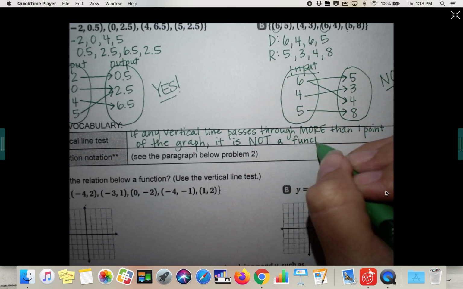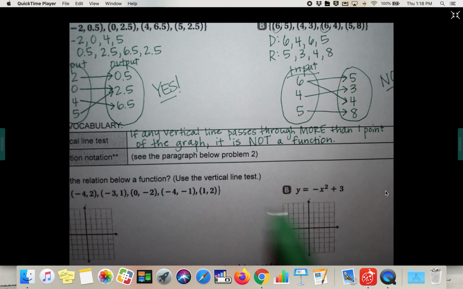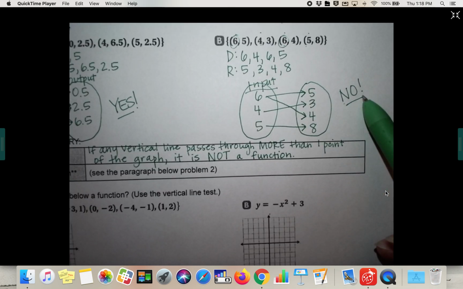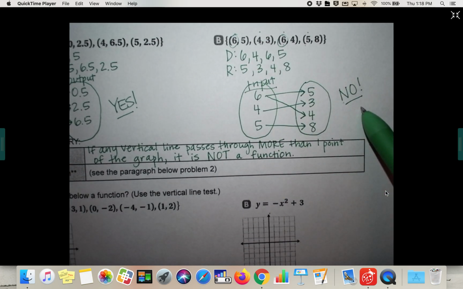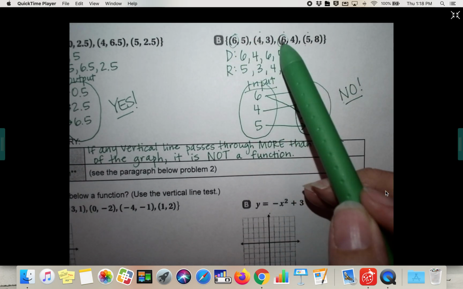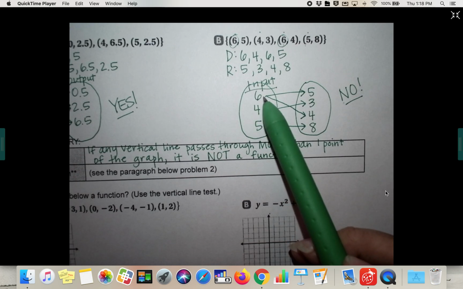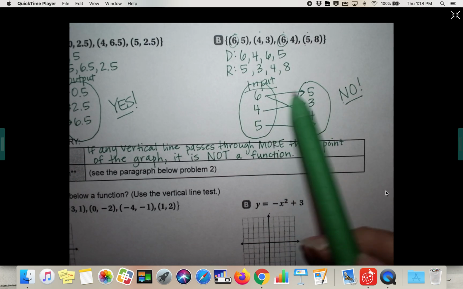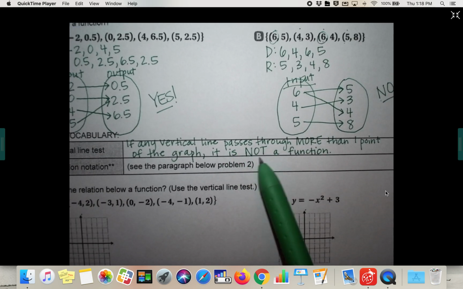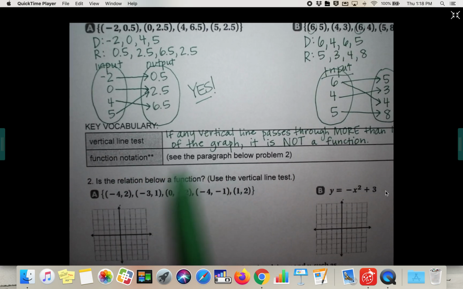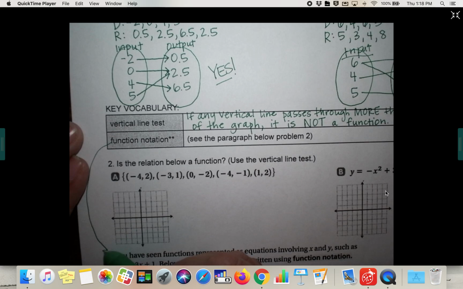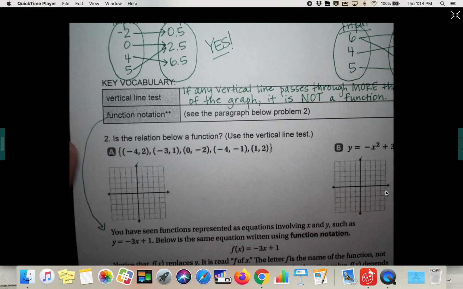Okay, and I'll show you what that appears to be. So this one that was no, this would have failed the vertical line test. We could have noticed that this was not going to be a function because there were 2 6s on the input, or the input had 2 different outputs, or it would have failed this vertical line test, which we will talk about in a minute. And then function notation is described down here, so we'll talk about that in a minute too.